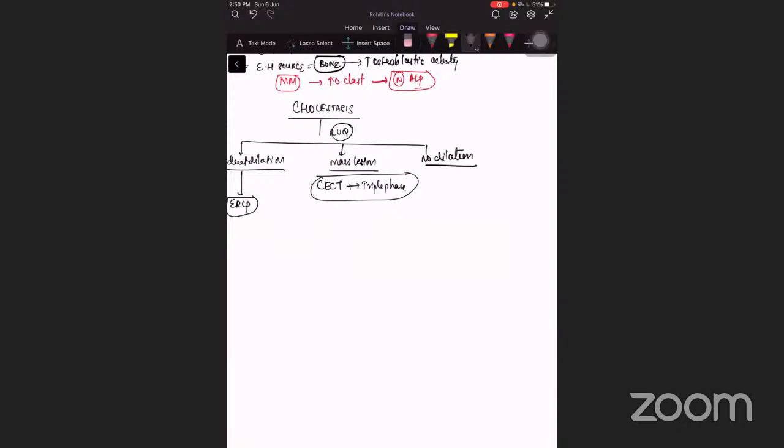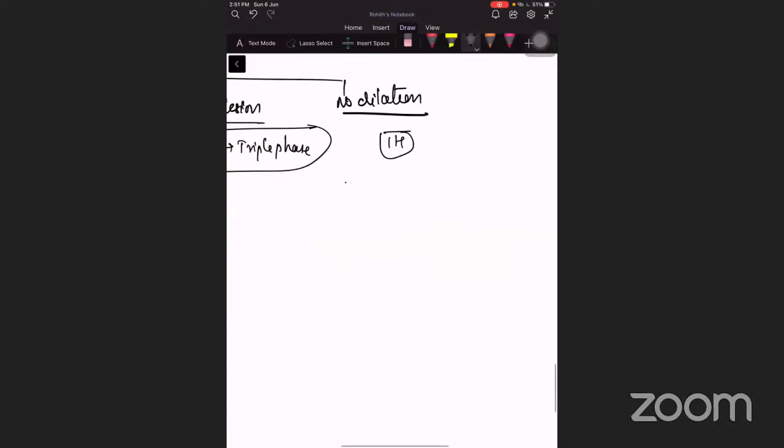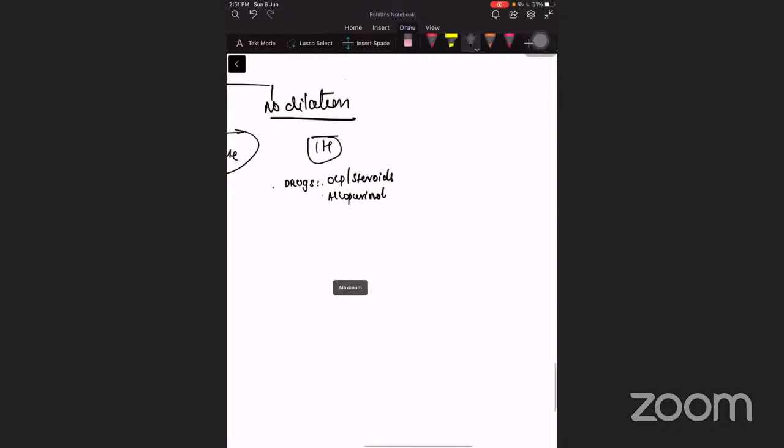And if there is no dilatation, then you think of the intrahepatic causes. When you have intrahepatic causes, there are multiple things that come to our mind. So one is you ask the history of drugs, because drugs most commonly can cause this pattern of increase in the AST and ALT, increase in the ALP and GGT levels. So what are the common causes? One is OCPs and steroids, which are mainly anabolic steroids. The other commonly implicated drugs, I'm telling only the commonly implicated drugs because this is what we are going to use in practice.